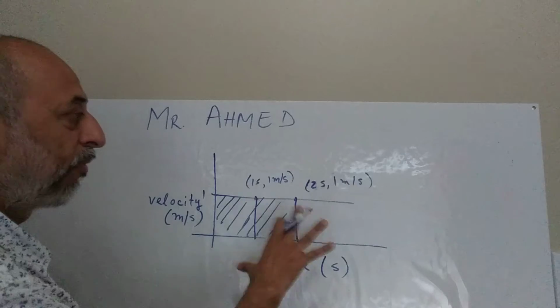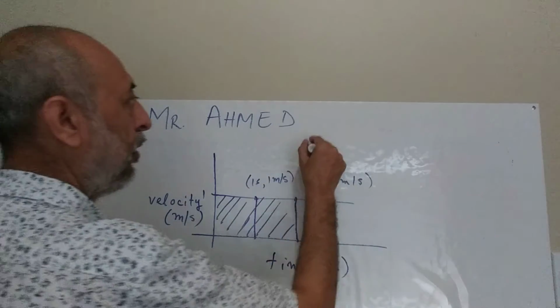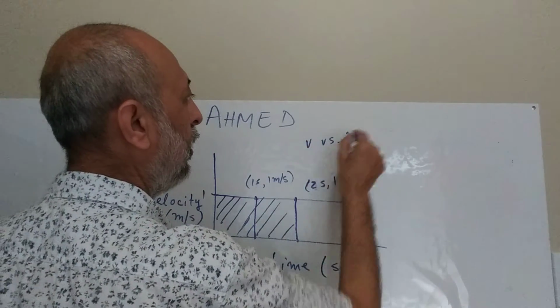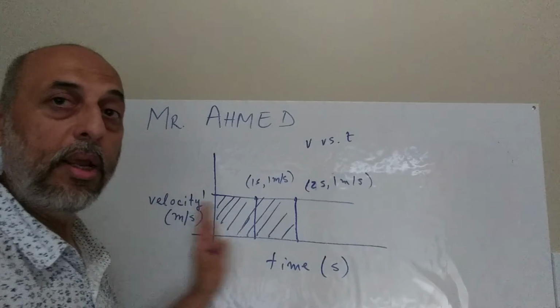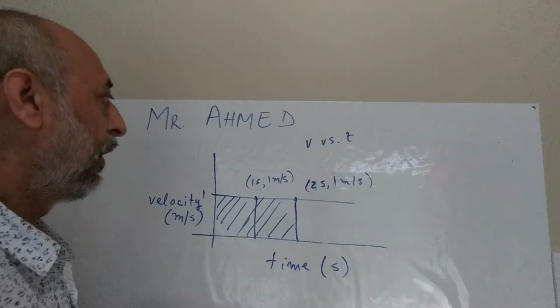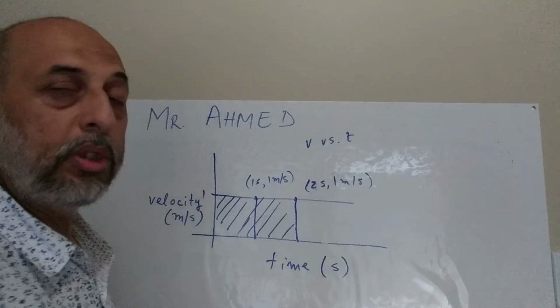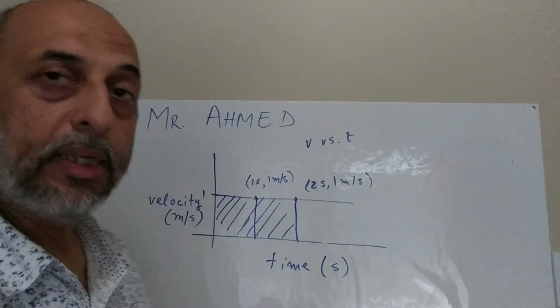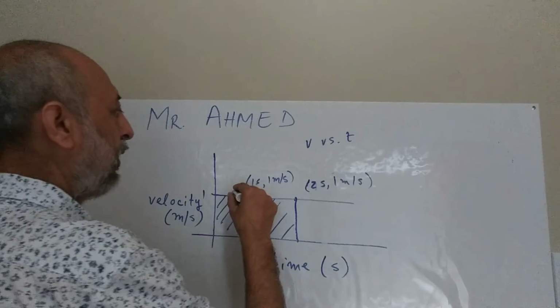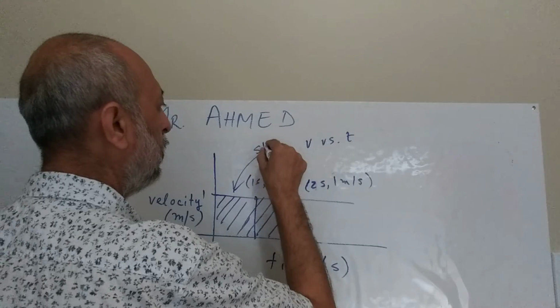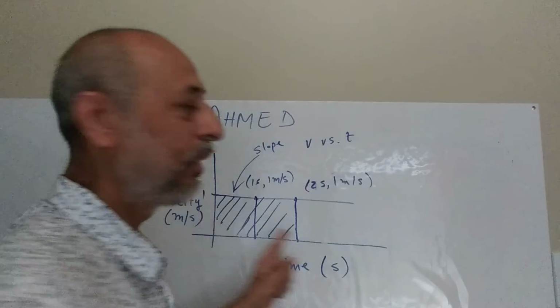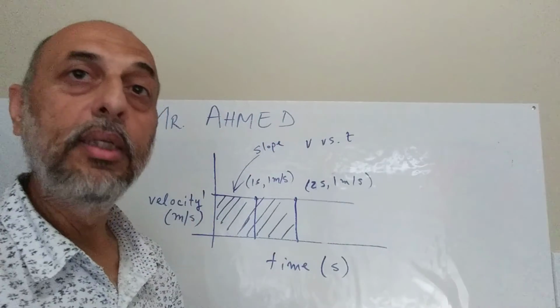And the displacement from the velocity versus time graph is usually the area under the graph. And the same graph can also be used to find another quantity called acceleration, and that is the slope. The slope of a velocity versus time graph is the acceleration.